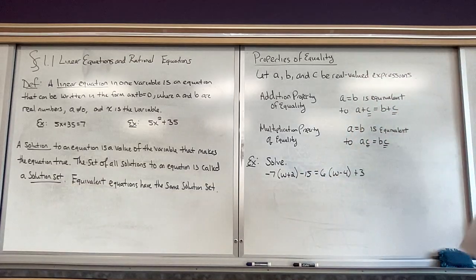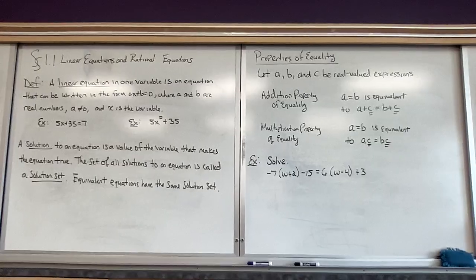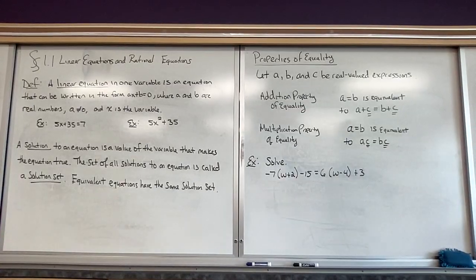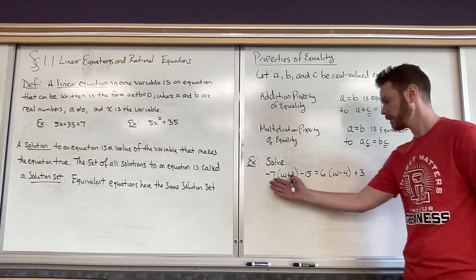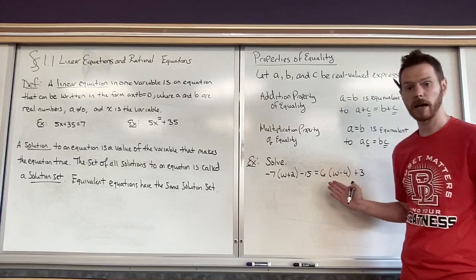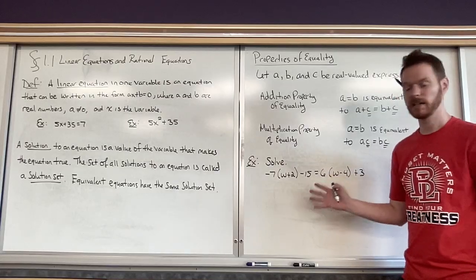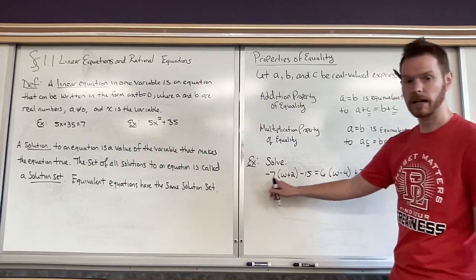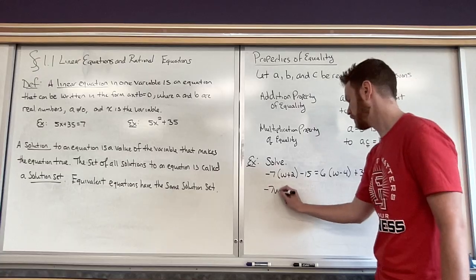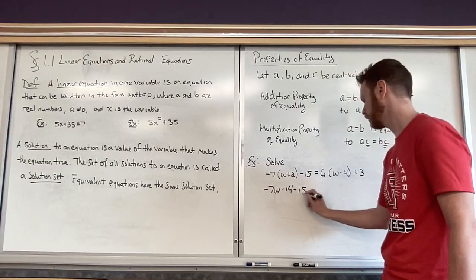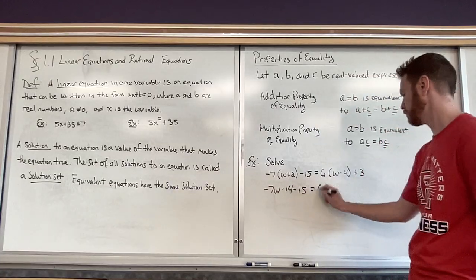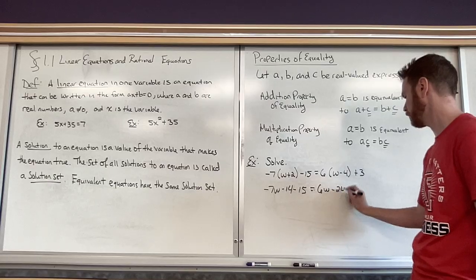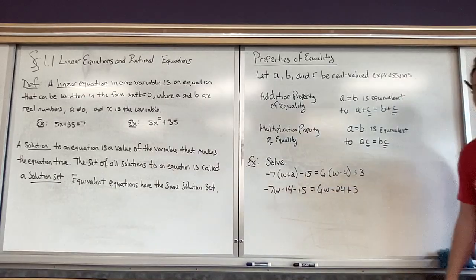Okay, so here's our example right there. Your first step would be to look at this and say, okay, I'm going to distribute to both of these. That way I can actually get a solid equation and make it a little easier. So distributing the -7 to both terms, I get -7w minus 14. Then I multiply 6 to both terms, 6w minus 24. Okay, just like that.